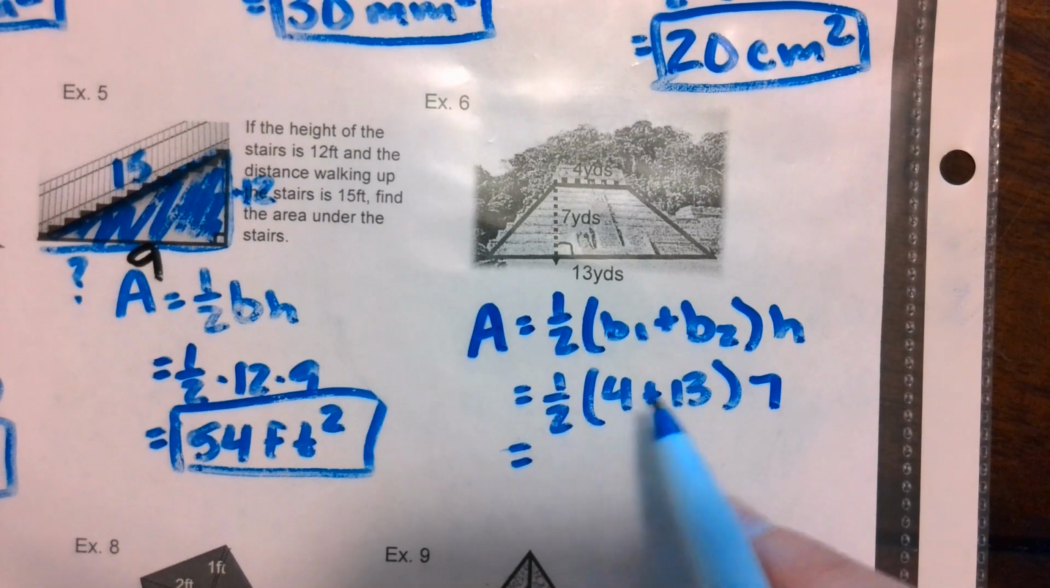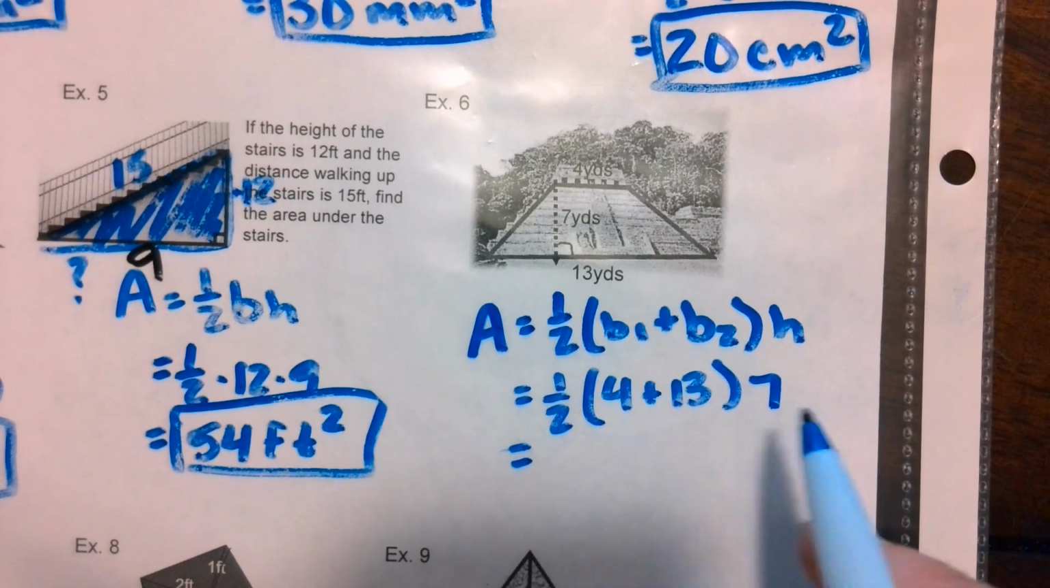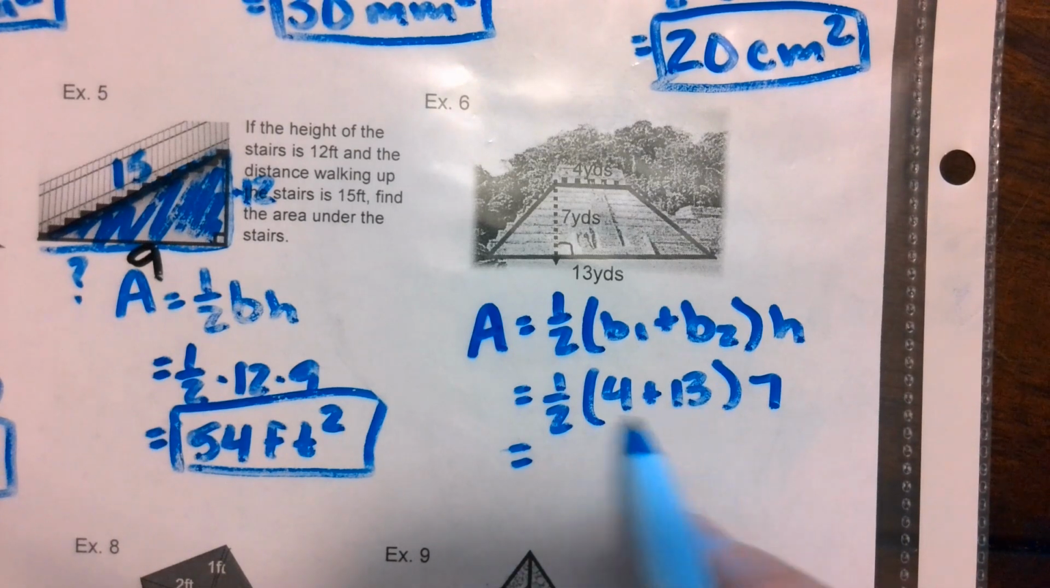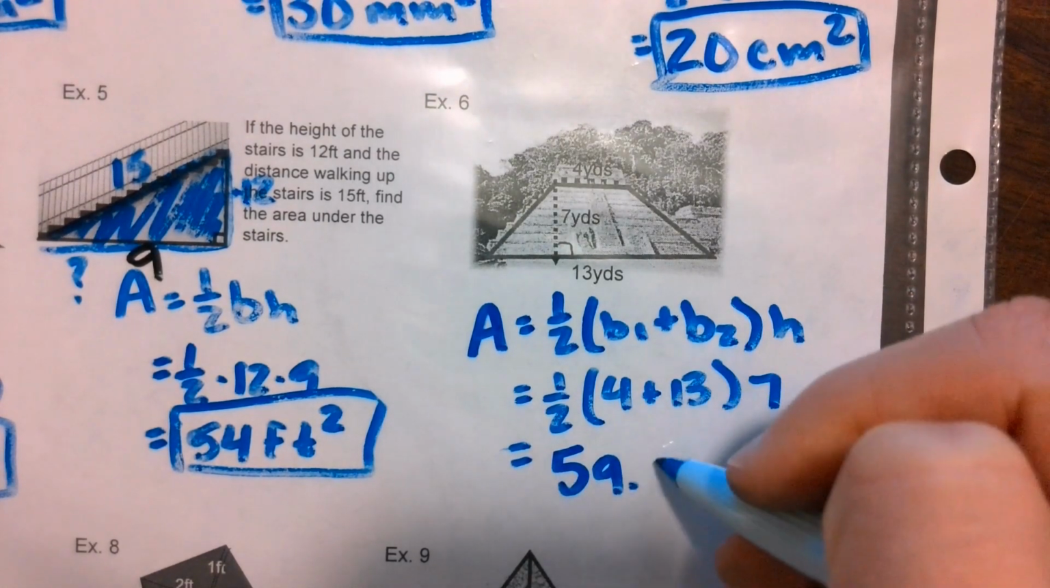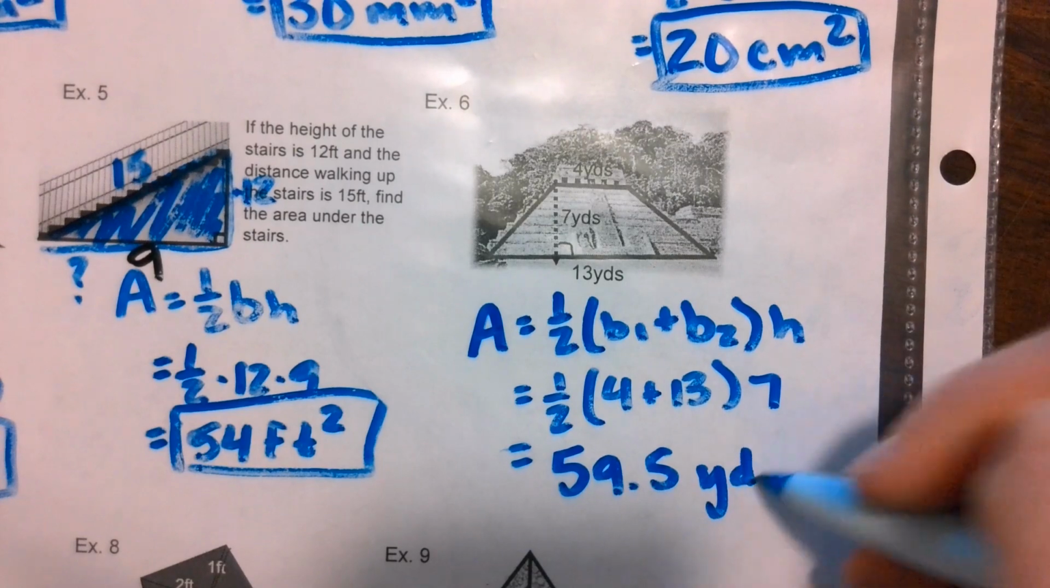And then I'm going to end up multiplying these three values, but make sure that you do what's in parentheses first. So don't distribute your 7 or anything like that. Go ahead and simplify what's in parentheses. You've got your 1/2 times 17 times 7, and you should end up with 59.5 yards squared.